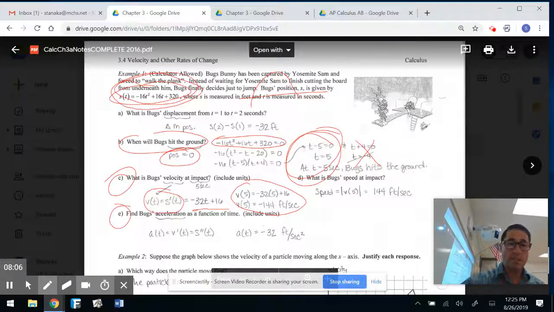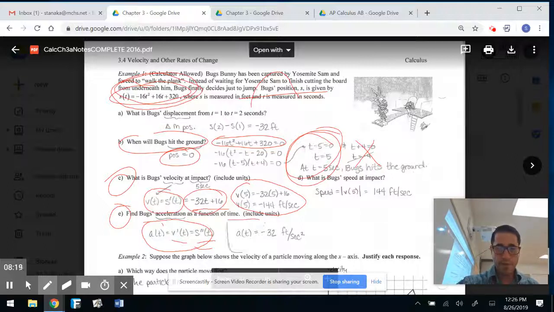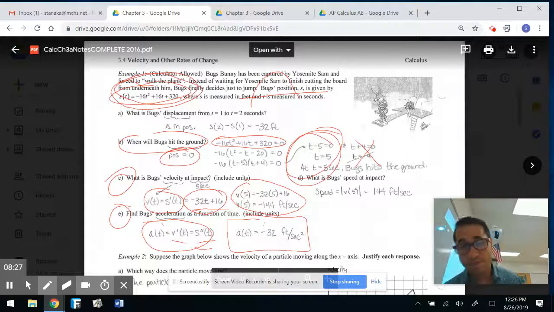What is Bugs' acceleration as a function of time? Well, the acceleration, again, is the first derivative of velocity or the second derivative of position. So if I take the derivative of velocity, I would get negative 32. So the acceleration, probably because of a little gravity, is negative 32 feet per second squared.